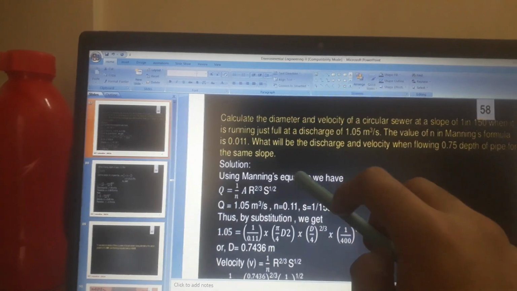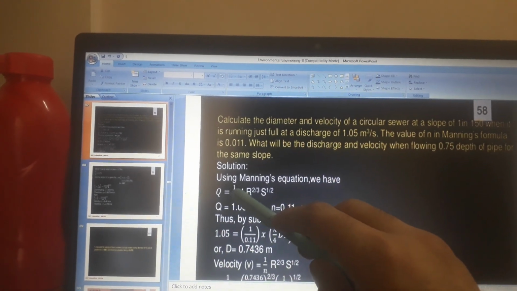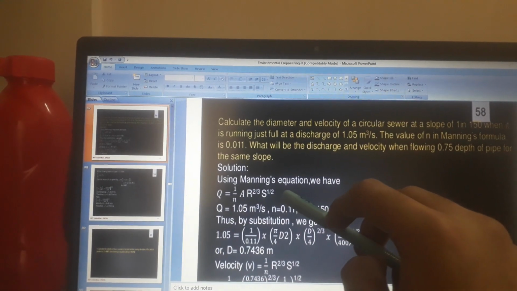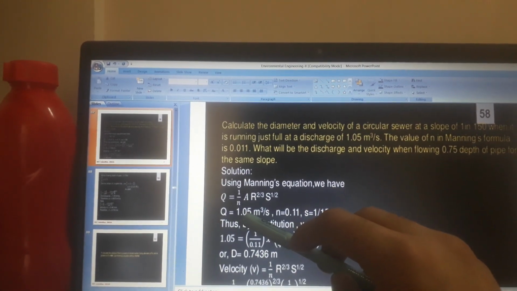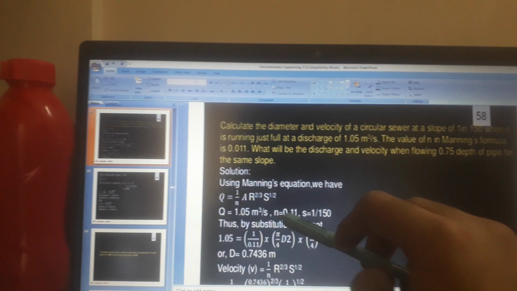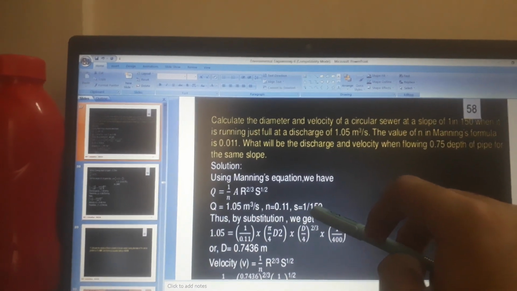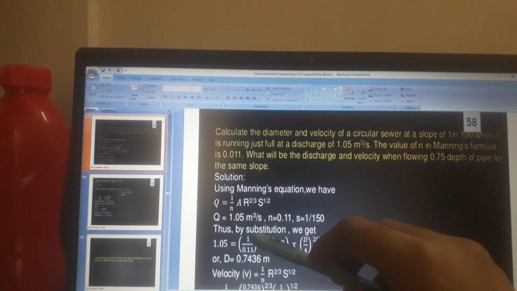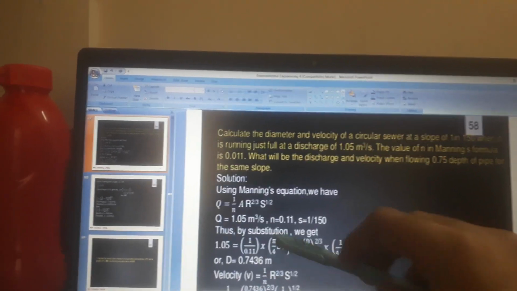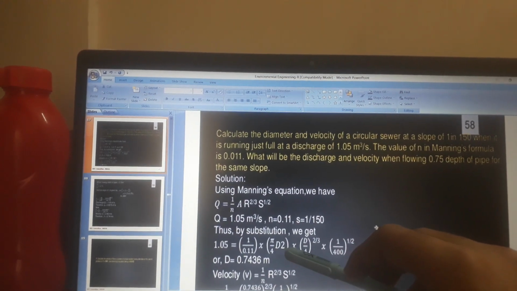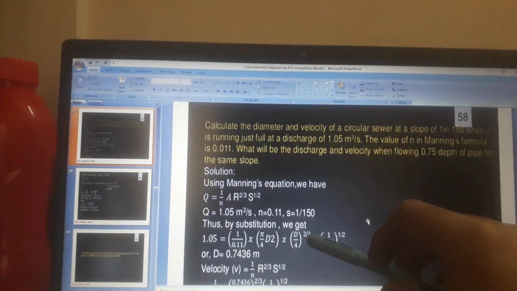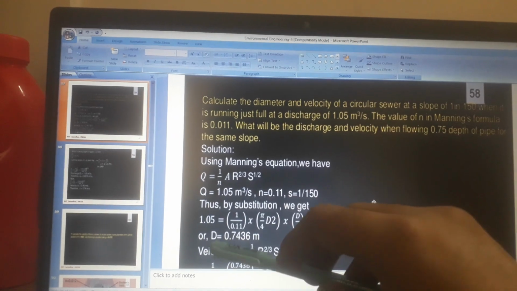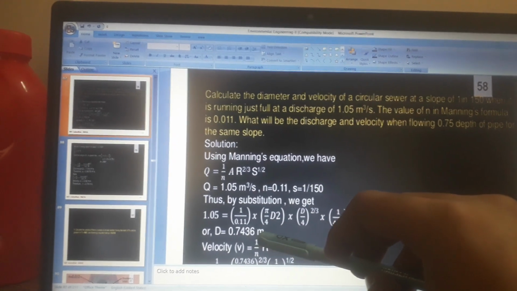Solution: use Manning equation, we have Q is equal to 1 by n into A into R raised to 2 by 3 into S raised to 1 by 2, where Q is equal to 1.05 meter cube per second, n is equal to 0.11, S is equal to 1 by 150. Thus, substituting we get 1.05 is equal to 1 by 0.11 into pi by 4 d square into d by 4 whole raised to 2 by 3 into 1 by 400 whole raised to 1 by 2. Then d is equal to 0.7436 meter.